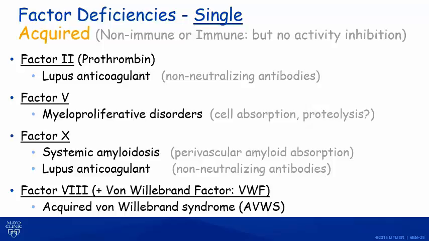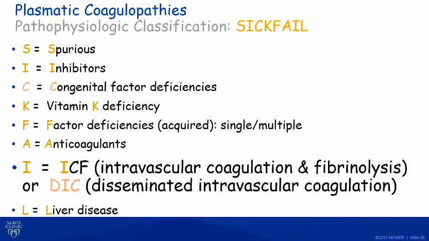Factor 2 or 10 can be targeted by lupus anticoagulant antibodies and cleared from the circulation. Factor 10 can also be cleared by systemic AL amyloidosis by being absorbed into that abnormal tissue. Factor 5 can be a little low sometimes in myeloproliferative disorders, and then acquired von Willebrand syndrome, which we'll hear about, can have low factor 8 and VWF.